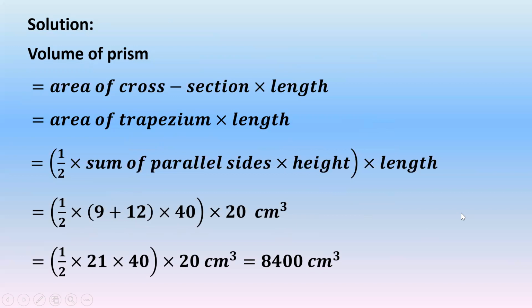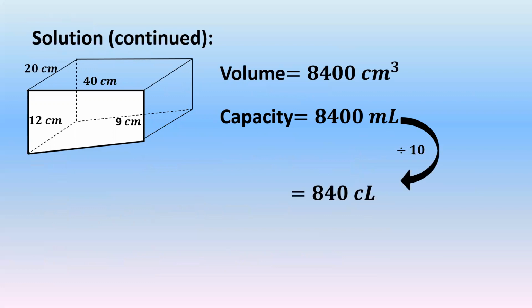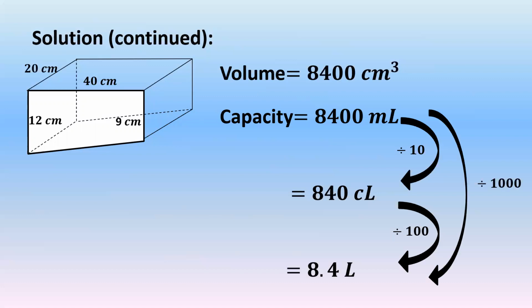Simplifying it, we get 8,400 centimeter cube. The volume is equal to 8,400 centimeter cube. The capacity in milliliters will be 8,400 milliliters. Dividing this by 10, we get 840 centiliters. Dividing this by 100, or dividing 8,400 milliliters by 1,000, we get 8.4 liters.